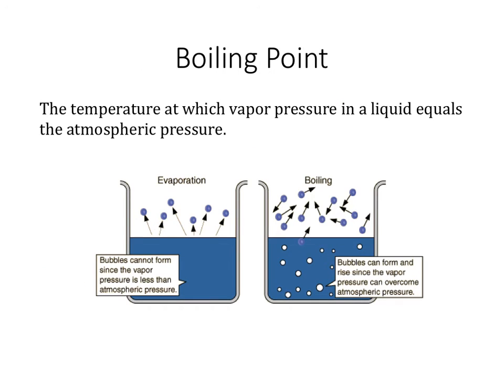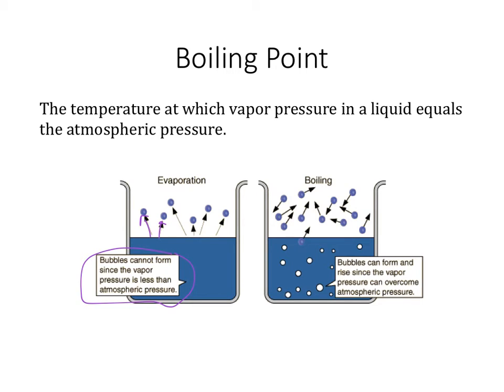Alright, our next one is boiling point. That's the temperature at which vapor pressure in a liquid equals the atmospheric pressure. And so we were talking about evaporation a minute ago. The bubbles cannot form since the vapor pressure is less than the atmospheric pressure, so it's only escaping from the very surface of a liquid.